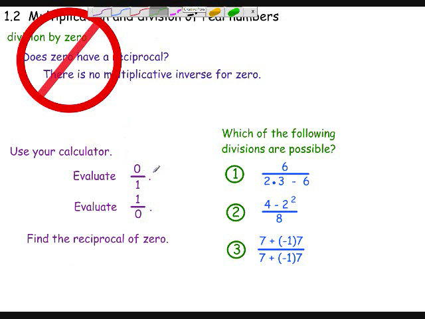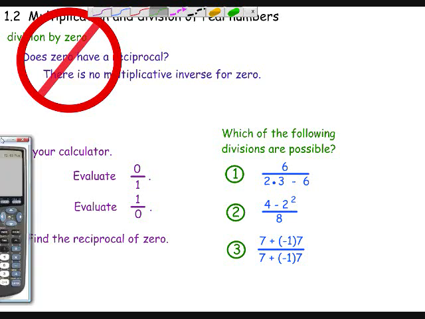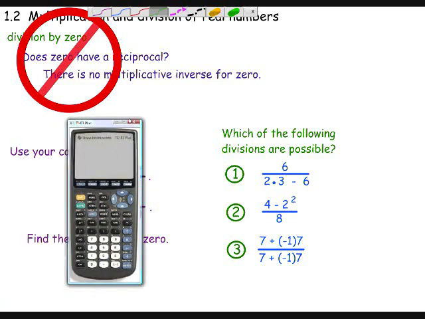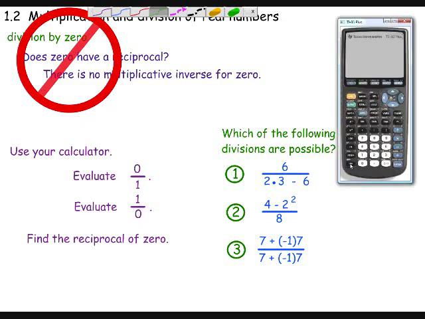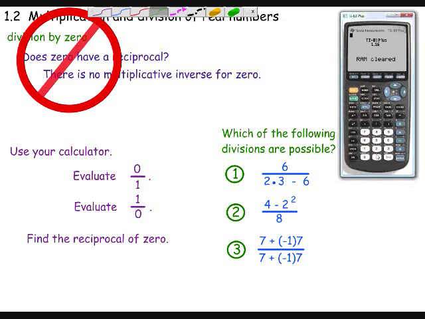Okay. Let's try it on your calculator. So you're going to love this. I actually have a little calculator we can bring in here. First of all, get your calculator. Oh, I should have mentioned it earlier. Pause this and go get it. Let's try it. We're going to say 0 divided by 1. What will that be equal to? 0.